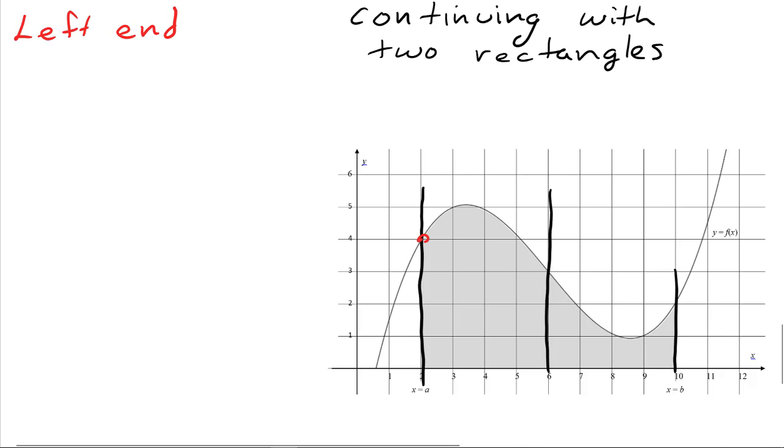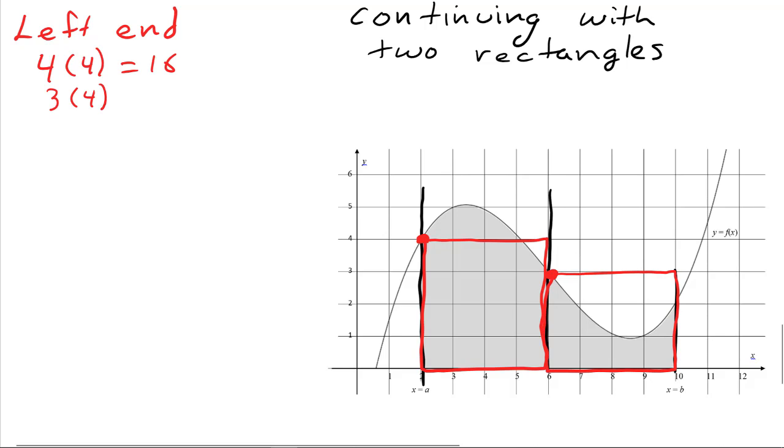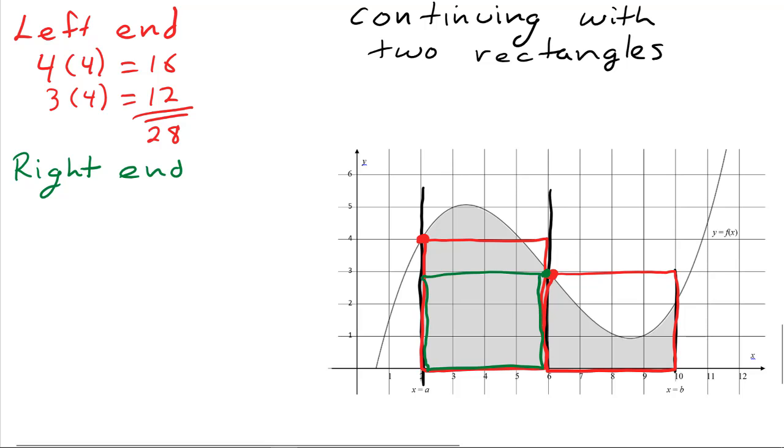The left rectangle on its left end has a height of 4 and a width, of course, also of 4, and an area of 16. And the right rectangle on its left end has a height of 3, and that gives an area of 12. Looking at the right end, the left rectangle at its right end has a height of 3, and the right rectangle at its right end has a height of 2, so we get an area there of 20.